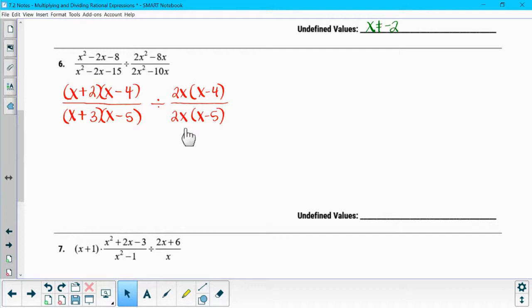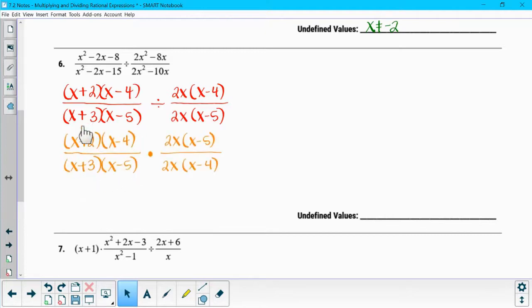Now that I have everything factored, I'm going to go ahead and keep, change, flip. I keep the first fraction exactly as it looks. I change my division to be multiplication, and then I flip the numerator and the denominator of my last fraction. So keep, change, flip. Now that I have done this, remember, we have to think about where we began.